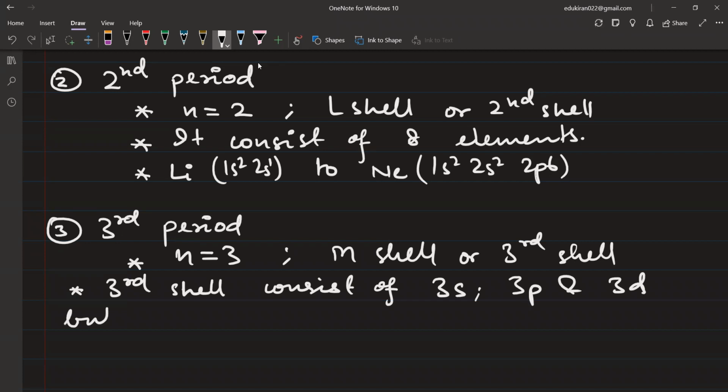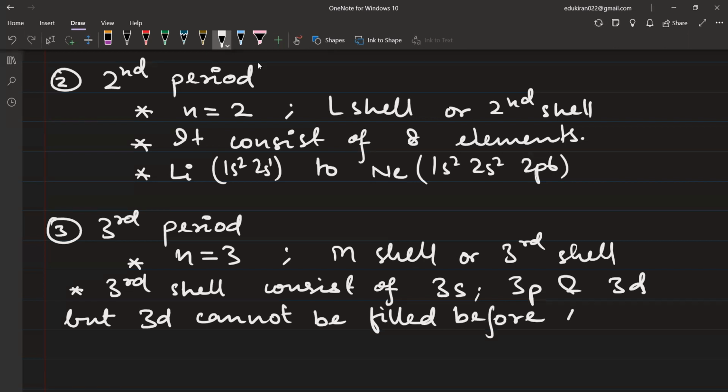But 3d cannot be filled before 4s. This is the reason, and I think all of you remember this, right? 3d cannot be filled before 4s because of the n plus l rule. Let me tell you which subshell is going to be filled first. If you look at 3d, then n plus l is 3 plus d, and d is equal to 2, right? Yes, sir. And this will give you 5.